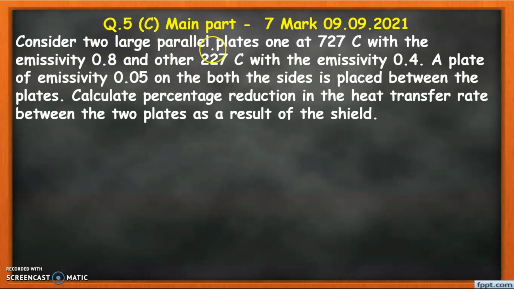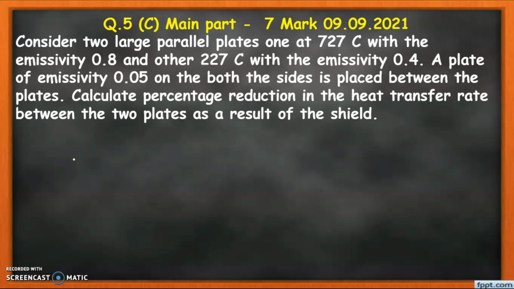Consider two large parallel plates, one at 727 degrees centigrade with an emissivity of 0.8, and the other at 227 degrees centigrade with an emissivity of 0.4. A plate of emissivity 0.05 on both sides is placed between the plates. Calculate the percentage reduction in the heat transfer rate between the two plates as a result of this shield.